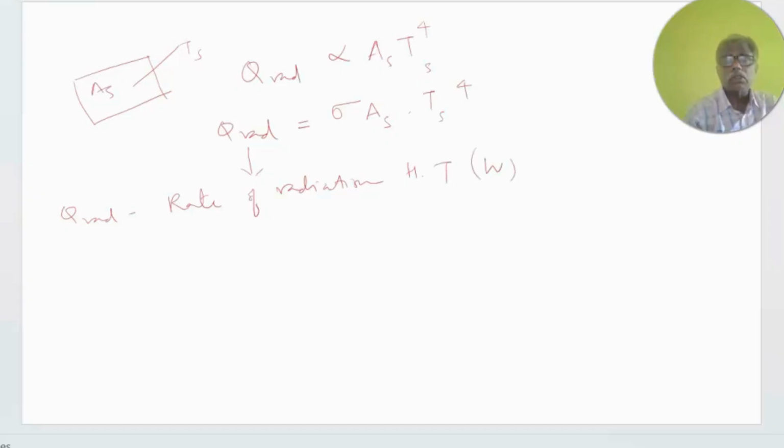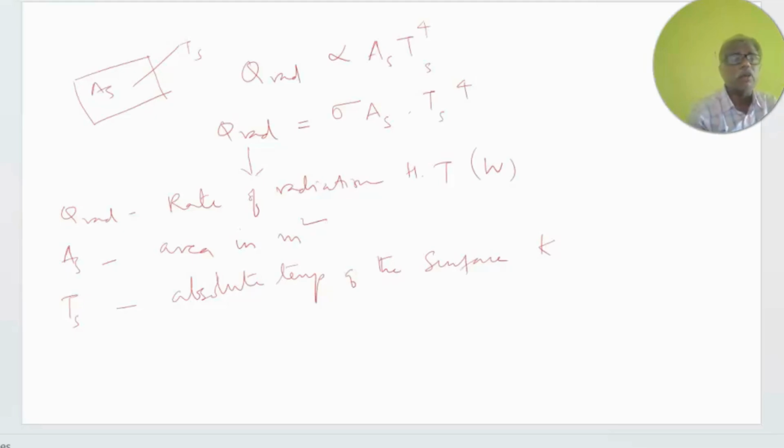Its unit is watts, and As is the area from which radiation is occurring, in meter square, and Ts should be in Kelvin only. It is the absolute temperature of the surface, and its unit is Kelvin only. Here, degree C is not allowed. This is absolute temperature, so it should be only in terms of Kelvin, capital K.